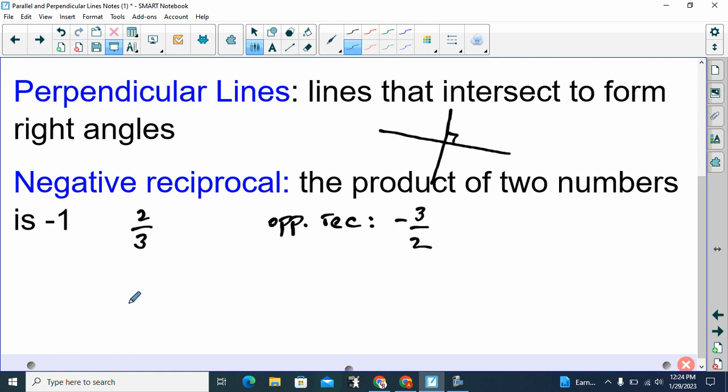If I have just an integer like -5, the opposite reciprocal, well, this one's negative, so this one needs to be positive, and I need to flip it. I don't have a denominator. I do have a denominator, it's just not written. So if it's not there, make it over 1, and then it's easy to flip. Positive 1/5 would be the opposite reciprocal of -5.